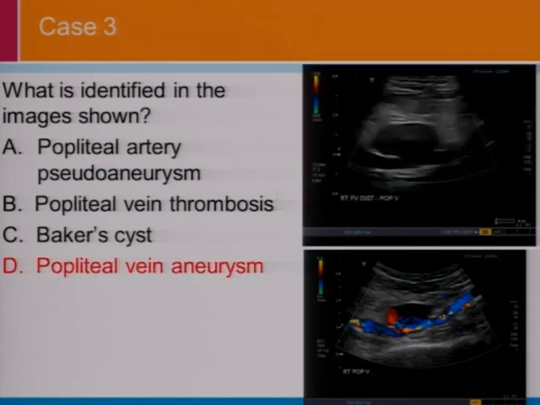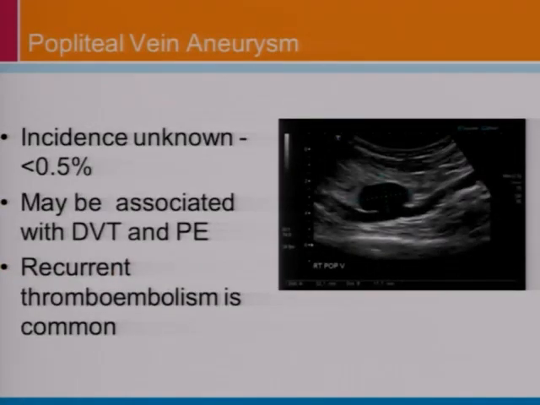You don't see these terribly commonly. The incidence is truly unknown, but it's a minority of patients. It does have a high risk of deep vein thrombosis and pulmonary embolism associated with it, and recurrent thrombosis is common if it's not otherwise treated.